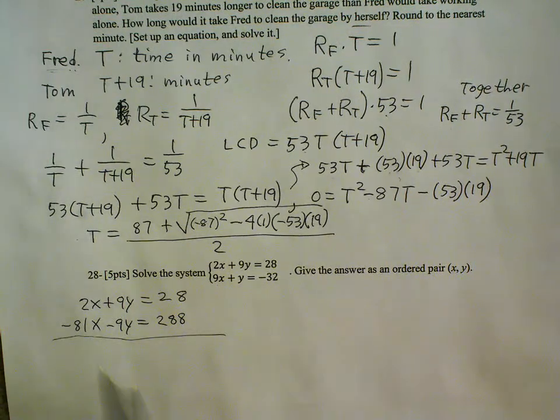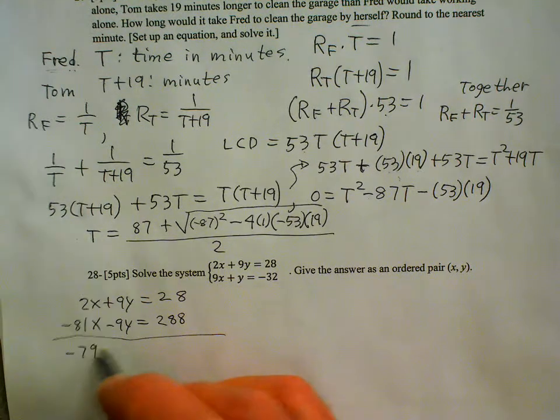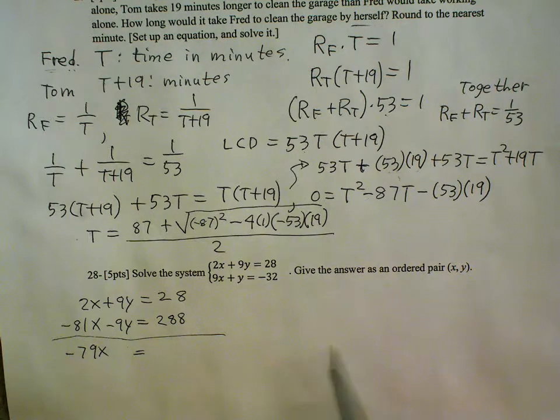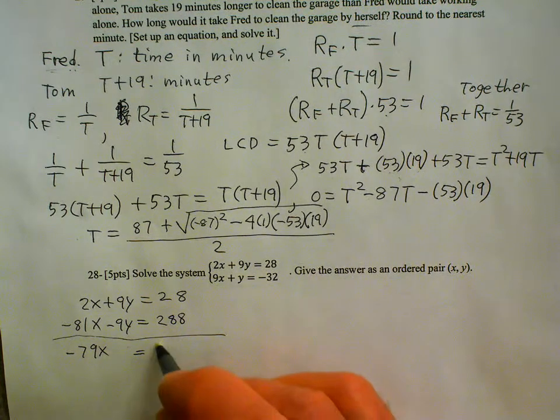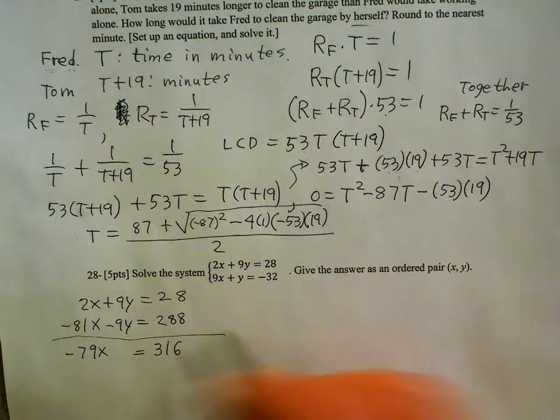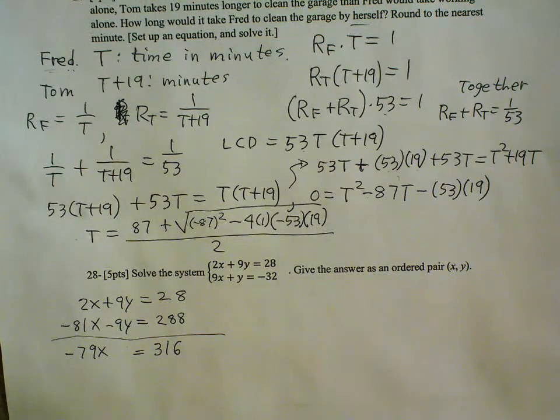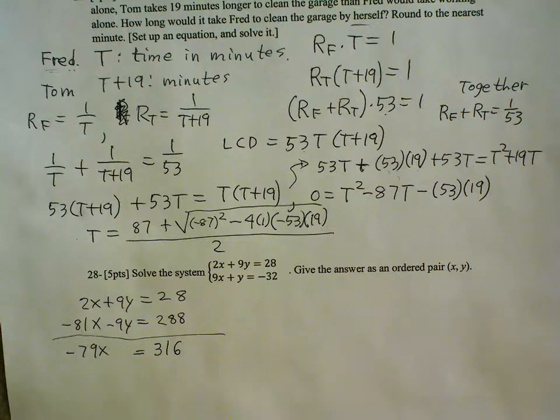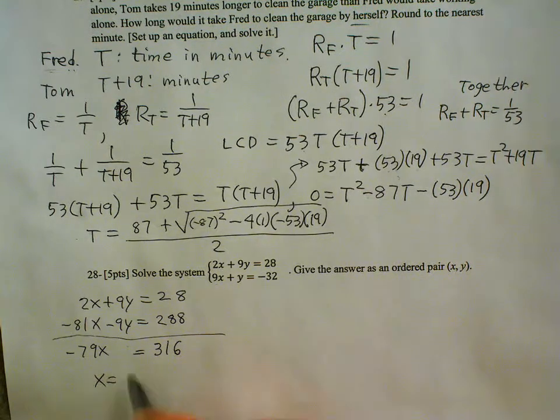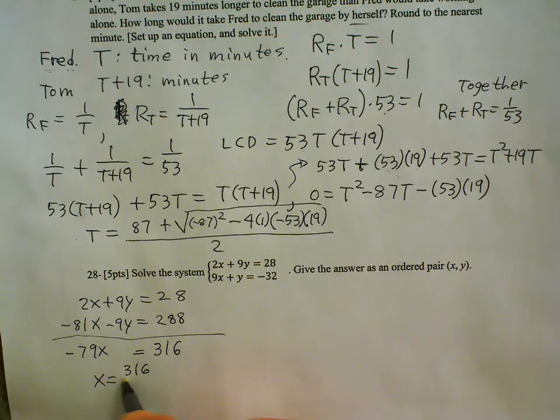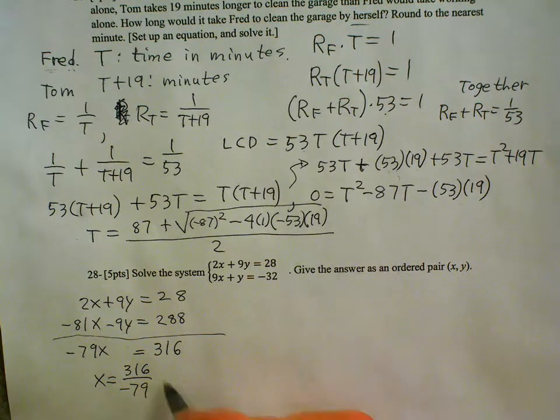And then when we add the equations, the variable y will be eliminated. 2x plus negative 81x is negative 79x. And 28 plus 288 is 316. And then when we divide both sides by negative 79, x equals 316 divided by negative 79. That looks like it's equal to negative 4.